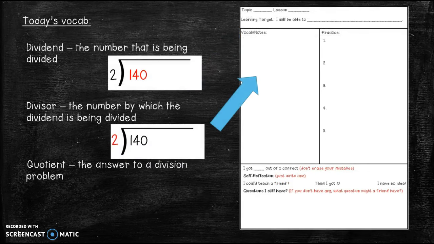Today's vocabulary, our first word is dividend. That is the number that's being divided. In this sample problem, the dividend would be 140. Our next word is divisor. That's the number by which the dividend is being divided. In our second example, the divisor would be 2. And our third word is quotient. That is the answer to a division problem.